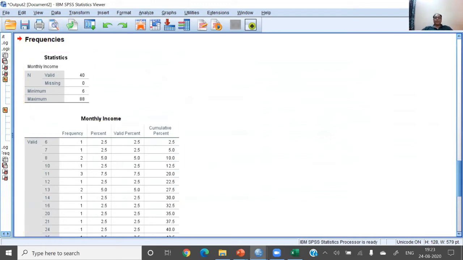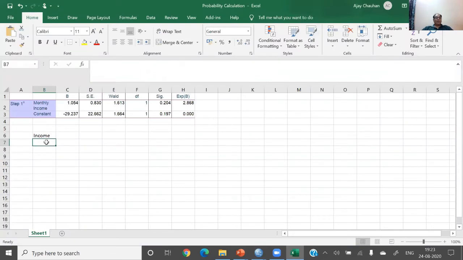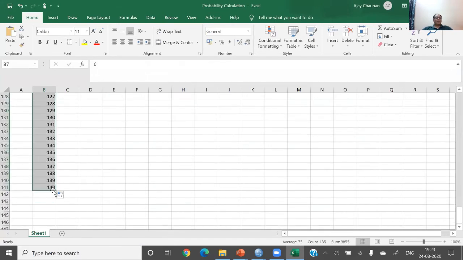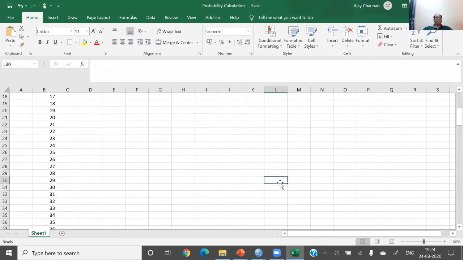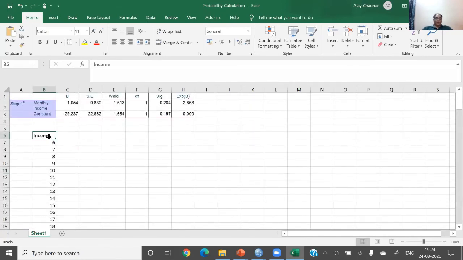Okay, so I start from the 6, 7, 8, and I will drag it to the 88. So this is the range of the income.